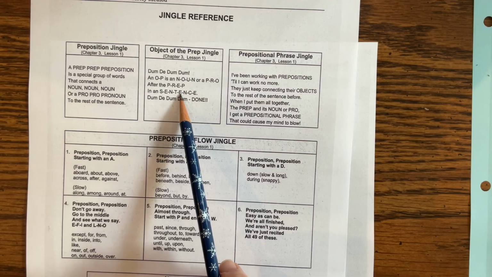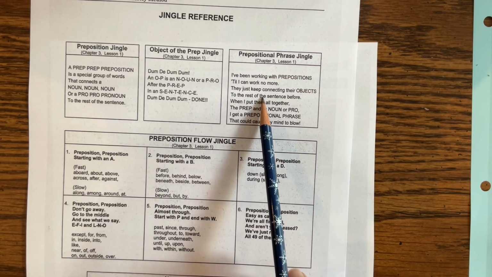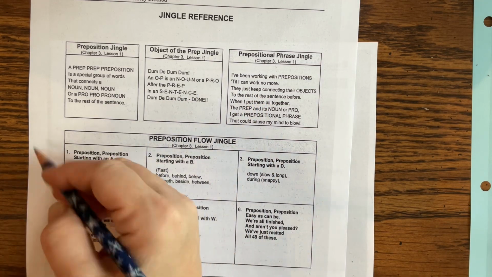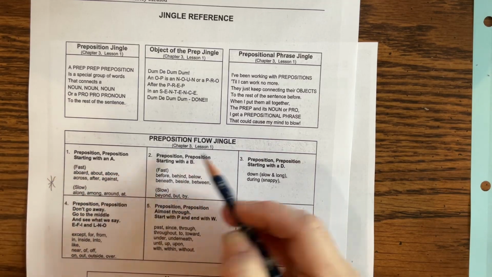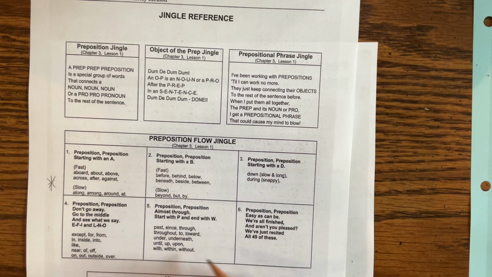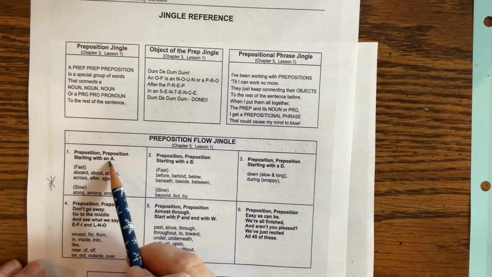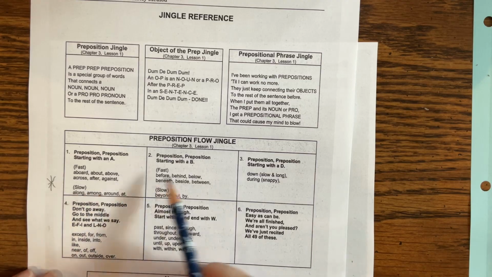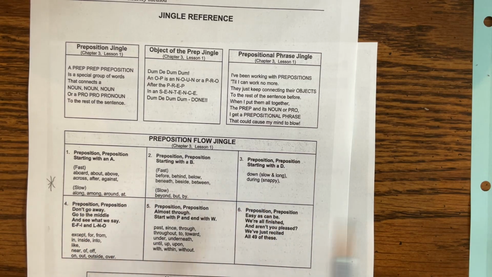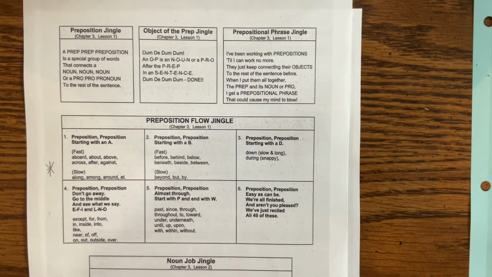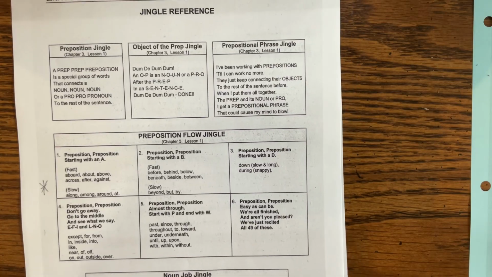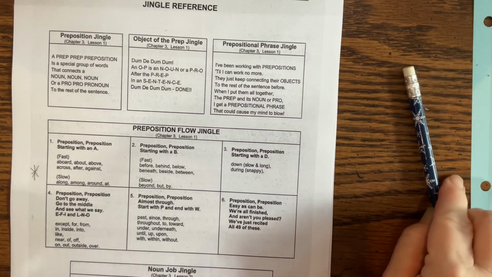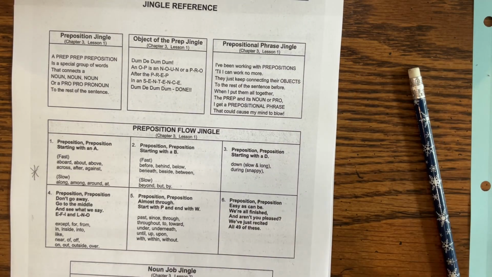This is a song that tells us about the object. This is the prepositional phrase jingle, but really we only care about this one right here. This is what I want you to practice saying. And we will have a quiz over just the prepositions that start with an A and a B on Monday. So I'm going to sing this jingle right now for you, and it really will help you. If you memorize this jingle, it'll help you to remember all of your prepositions.